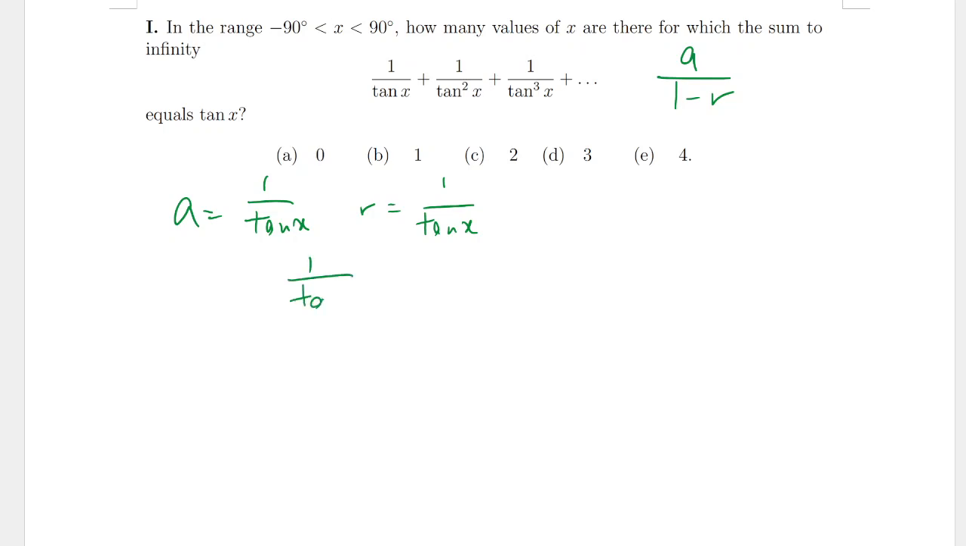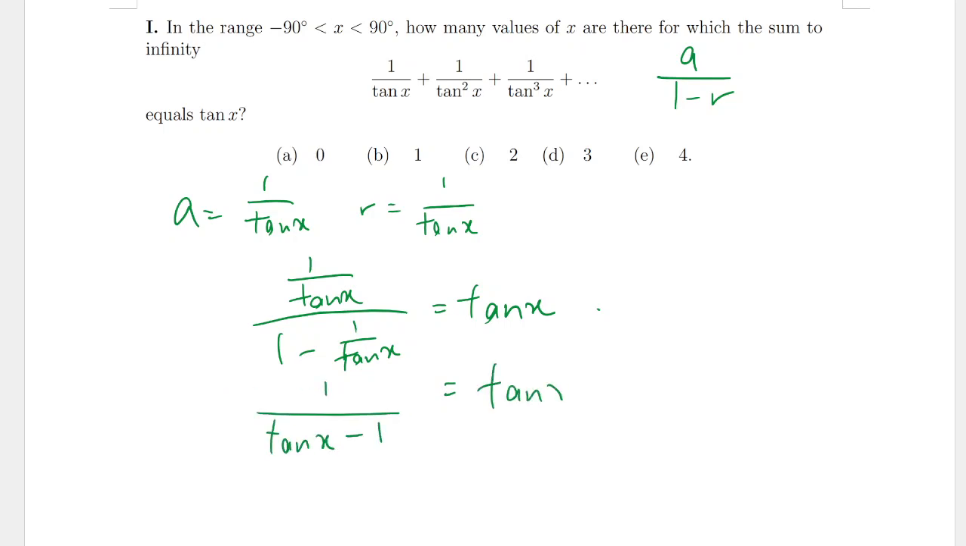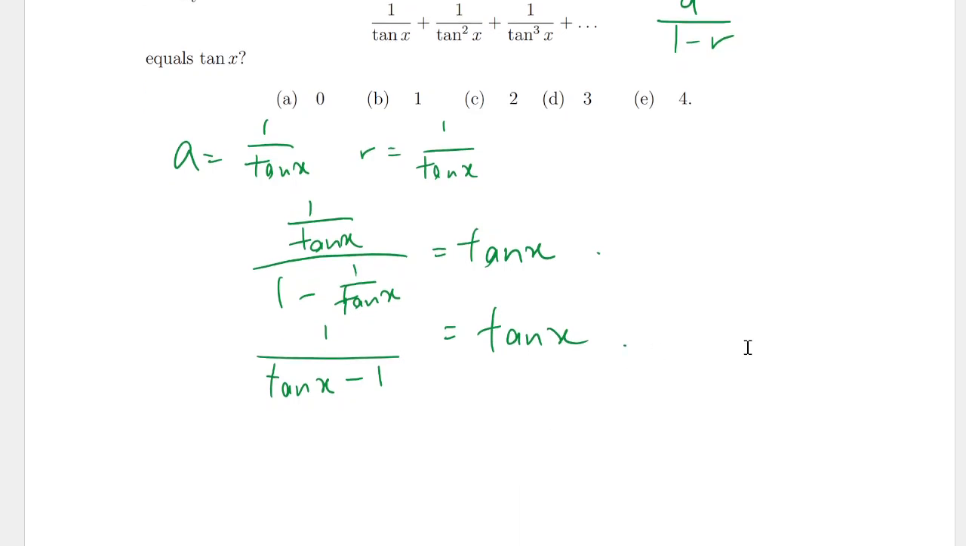So a over 1 minus r, a massive fraction. And it says equals tan x, right? The question tells me it equals tan x, so there you go. Cool. What's left now is that you've got to solve this properly. So what would I do? Well, I hate fractions within fractions, so I'm going to multiply top and bottom by tan x, such that I can actually get rid of the fraction within the fraction.